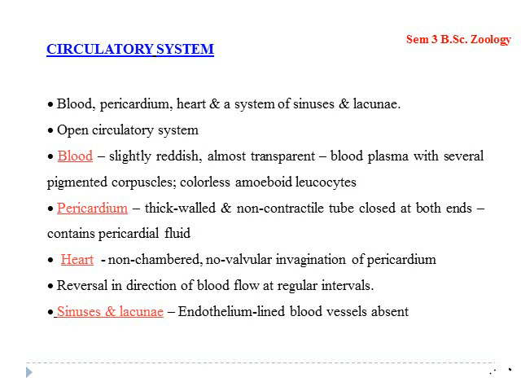Okay, the pericardium is thick-walled, it is a non-contractile tube and it is closed at both ends. It's almost like a cylinder, a tube-like structure which is closed at both the ends. And the lumen inside, the space inside, is filled with pericardial fluid. Okay, I hope it is clear, right? Now, the heart is formed from the pericardium.